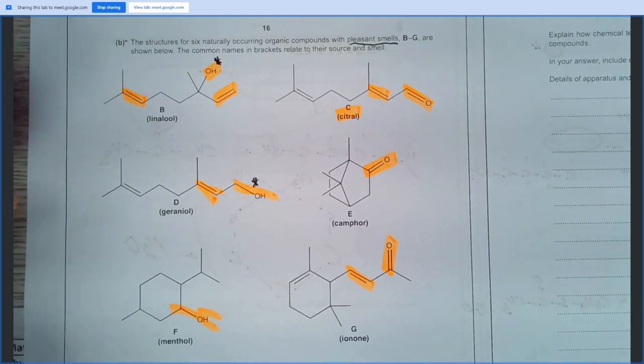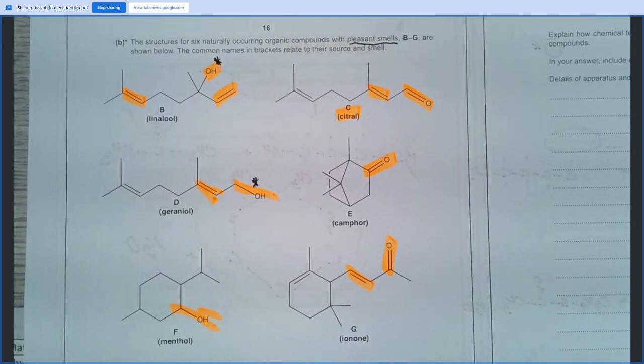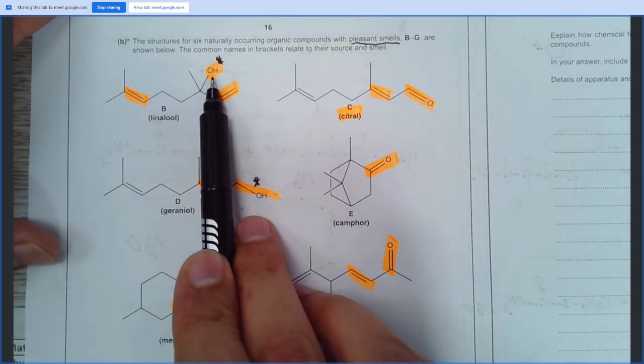Now, once I've read the question, I've already highlighted a lot of things on these molecules. Why did I highlight them? So that I can work out what kind of functional groups are present. I've got an alkene, I've got another alkene. And I can see I've got an alcohol.